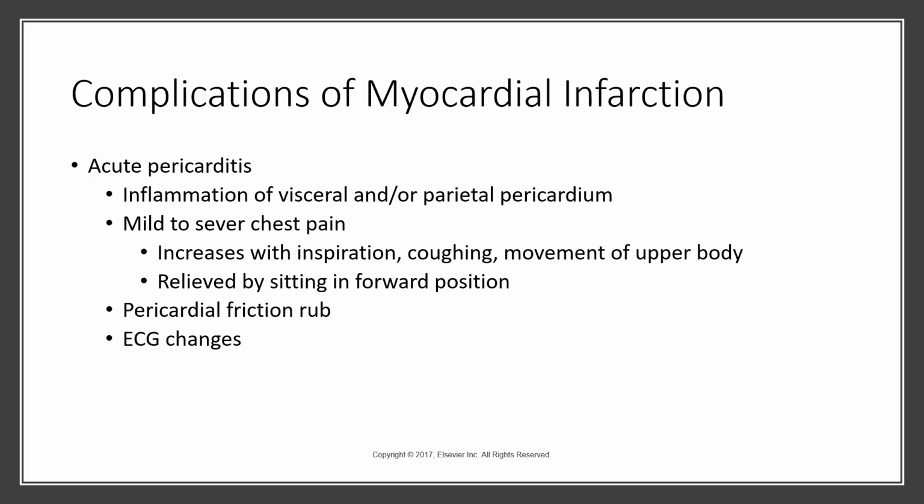And it's going to be manifested how? By severe chest pain that could happen. These are patients that already had a PCI, already had a stent, and now they're having severe chest pain with inspiration. You ask if they cough or breathe in or move the upper body, or if you ask them to sit forward and it's relieved. Again, pay attention to all of those things.